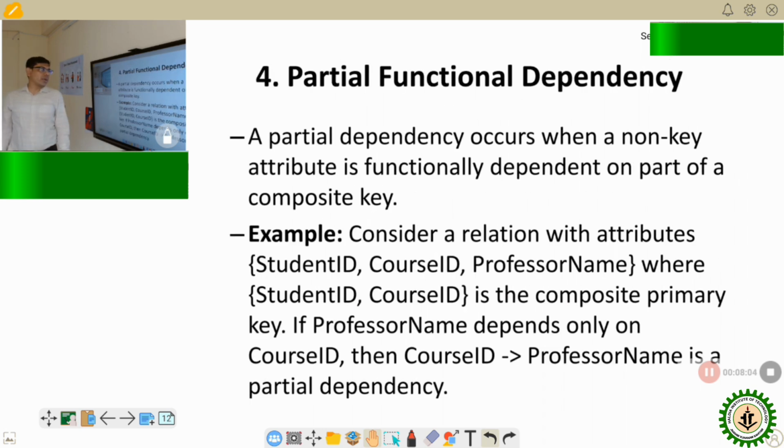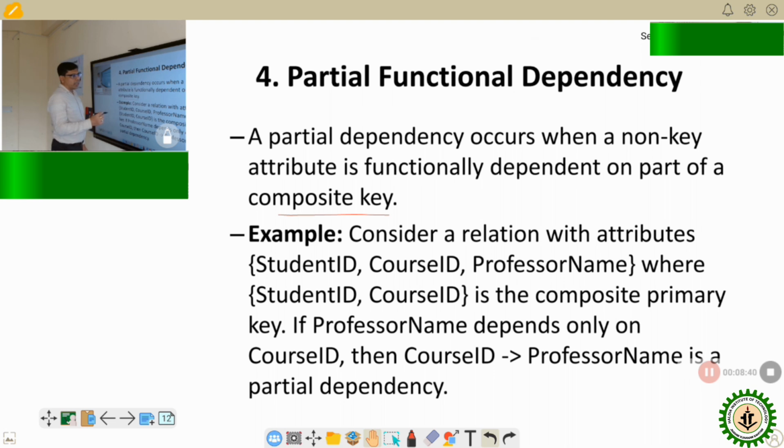Next is the partial functional dependency. A partial dependency occurs when a non-key attribute is functionally dependent on part of a composite key. What is the composite key? You know, the composite key means if a single attribute cannot identify the row uniquely in a table, then you are using more than one attribute. You can use it as a primary key to identify the unique row from the table. So that is the composite key.